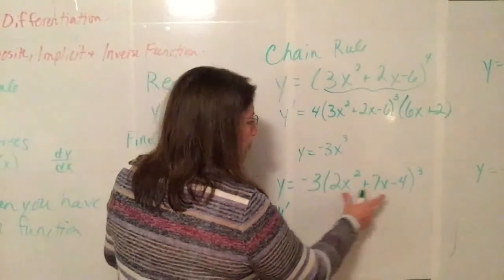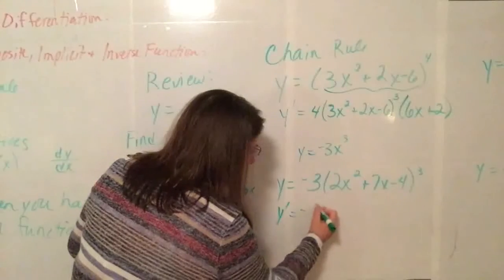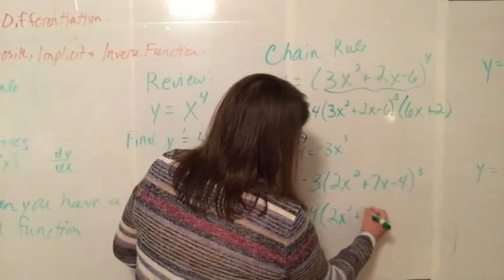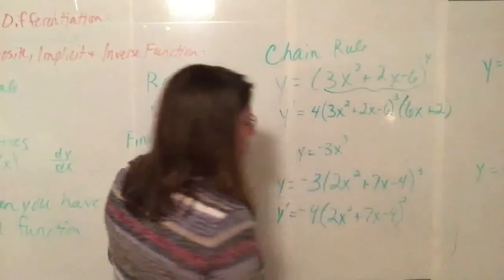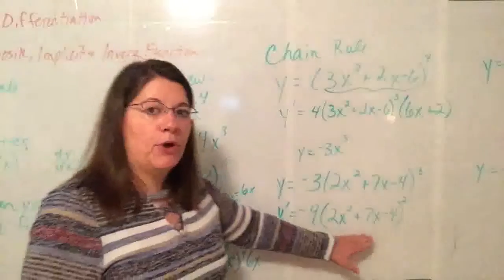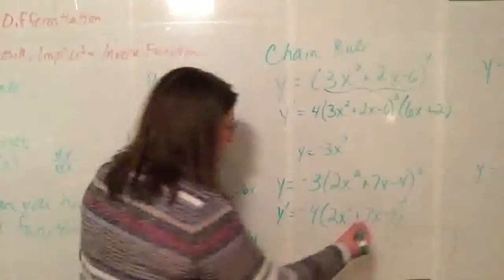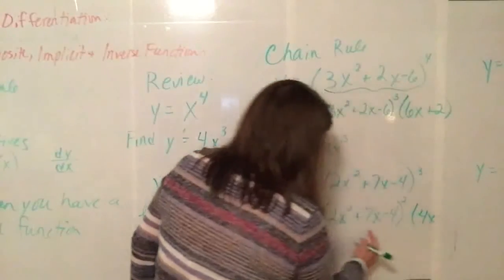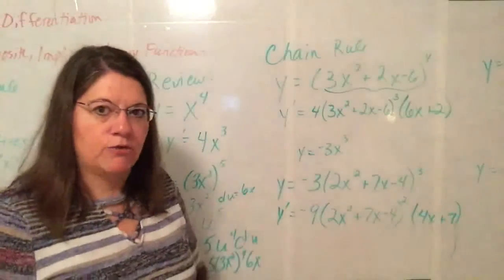Well, if that was -3x cubed, I would take the 3 times -3 is -9. I keep the x part, and I decrease this power by 1, so that's squared. Then to finish off the problem, I have to take the derivative of the inside part. The derivative of the inside part is 4x plus 7. And we're finished with that chain rule.